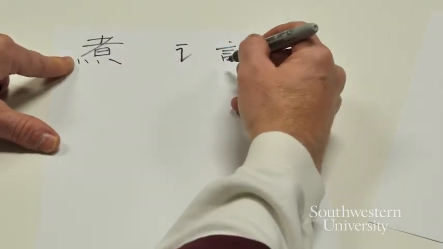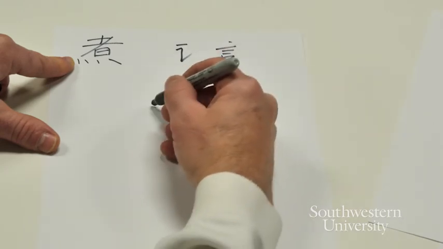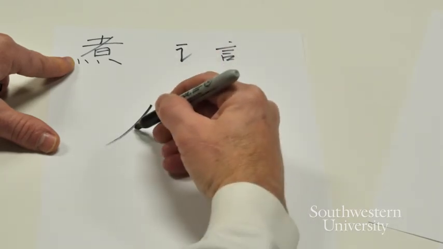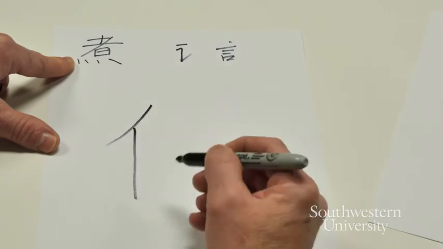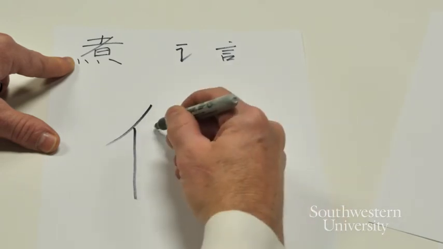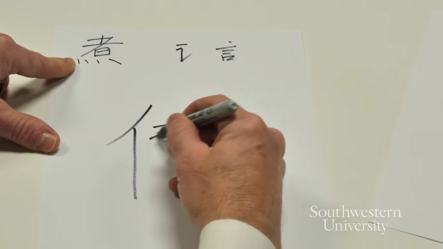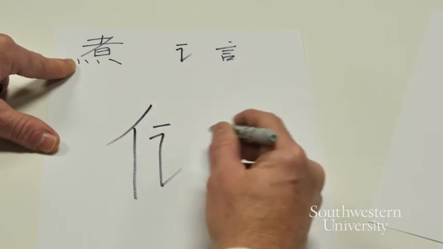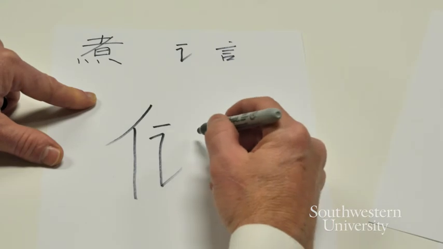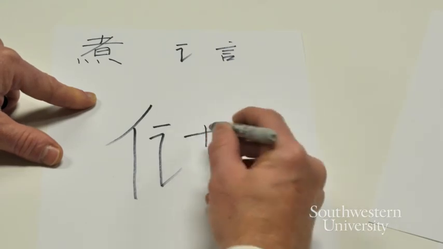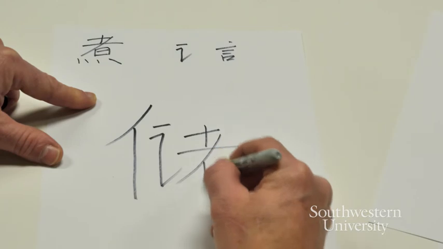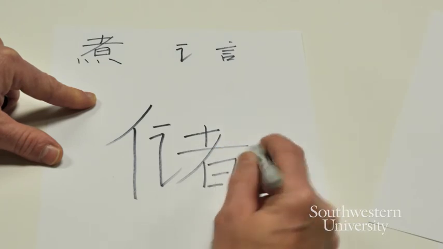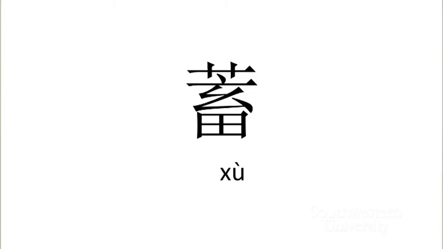So this is the radical for this particular character, pie, shu. And then we have the yenzapong, and the rest of this character is phonetic, all of the rest of this. Chu, reserves, and then shu means to store or to save.